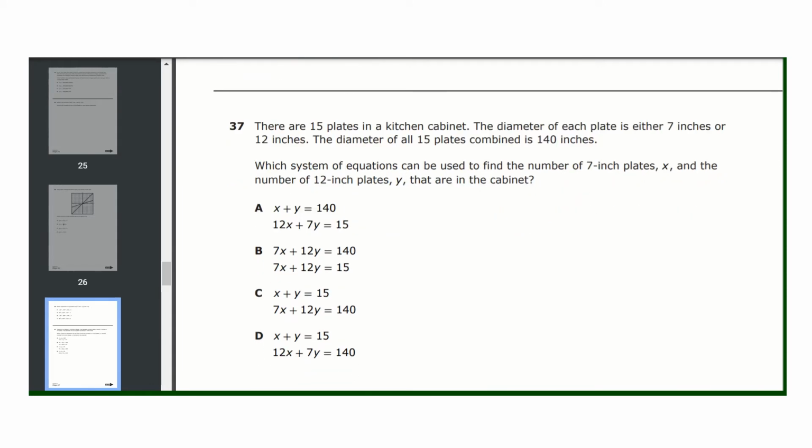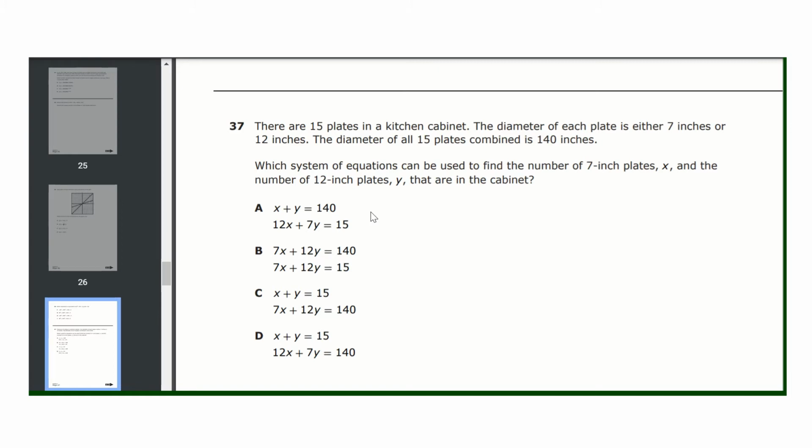There are 15 plates in a kitchen cabinet. The diameter of each plate is either 7 inches or 12 inches. The diameter of all 15 plates combined is 140 inches. Which system of equations can be used to find the number of 7-inch plates, x, and the number of 12-inch plates, y, that are in the cabinet?